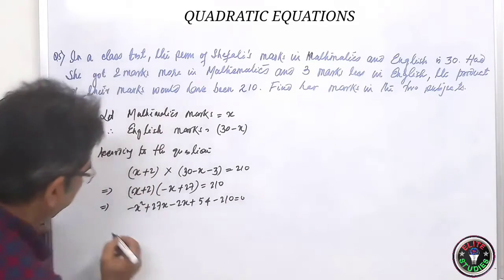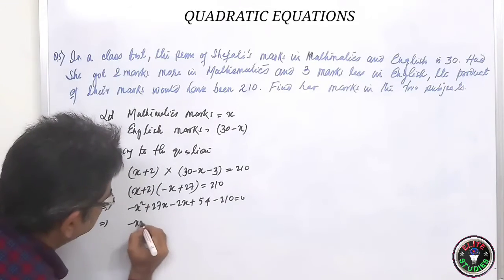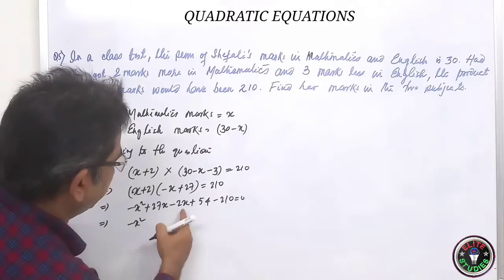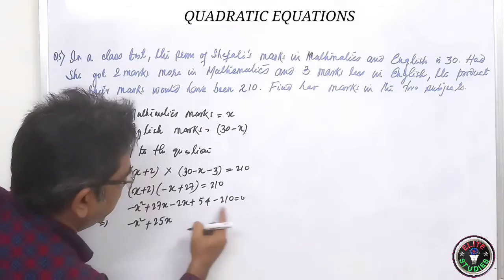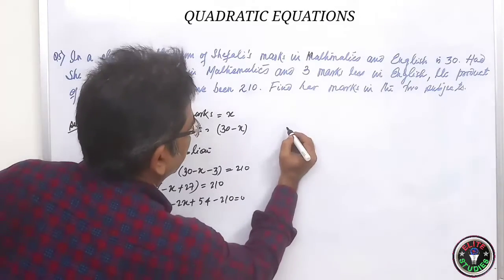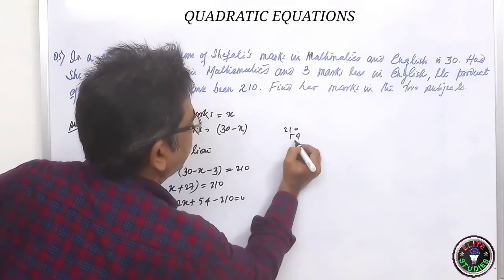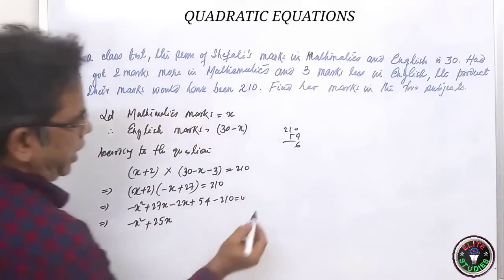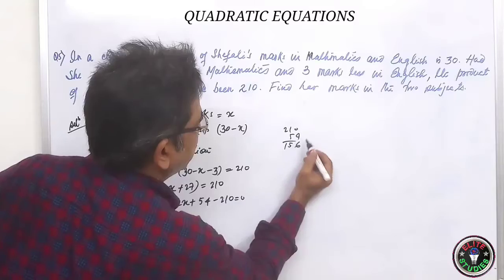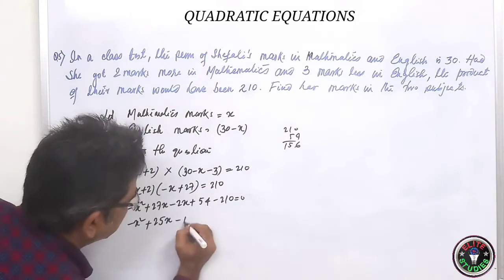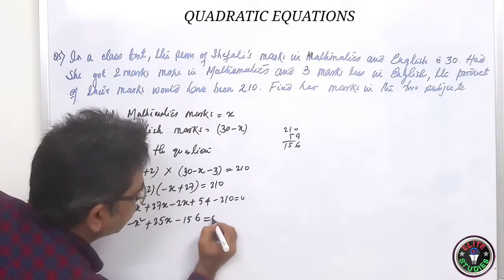So it will be minus x square, then plus 27x minus 2x plus 54, bring it here, minus 210 is equal to 0. So it will be minus x square, 27x minus 2x means plus 25x, and here 210 and 54, the difference will be minus 156. So minus 156 is equal to 0.